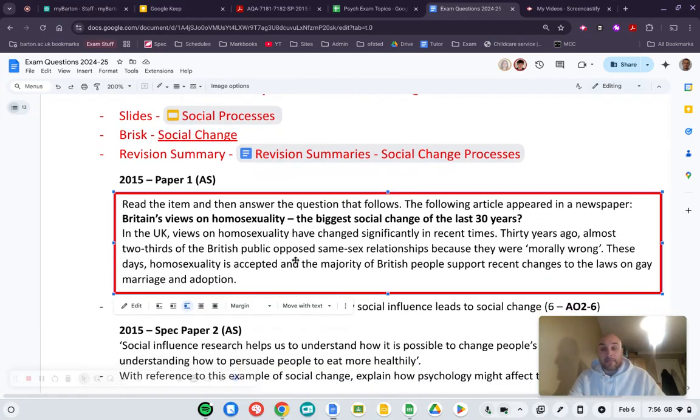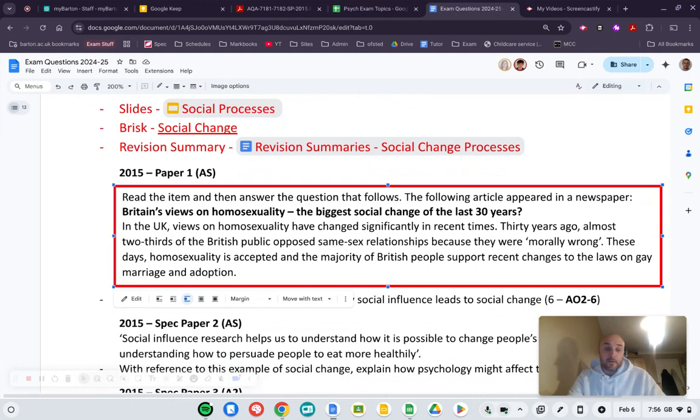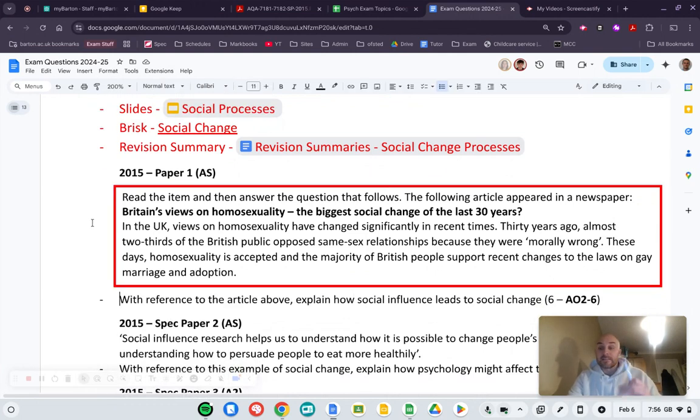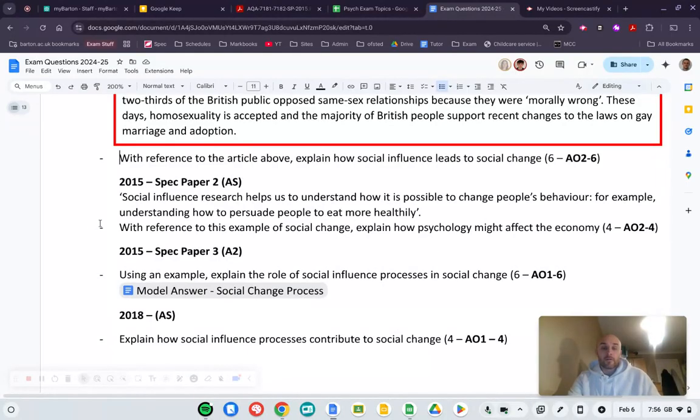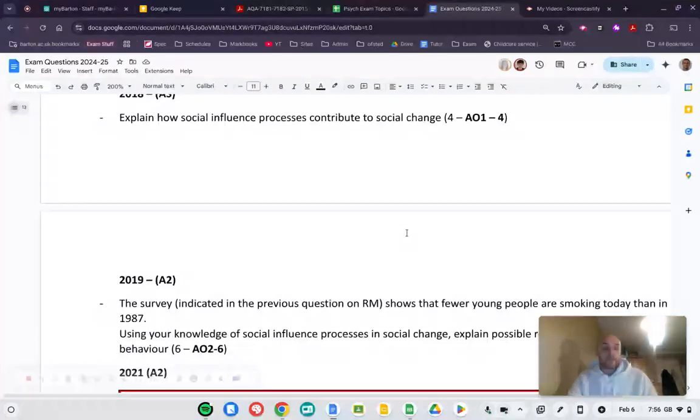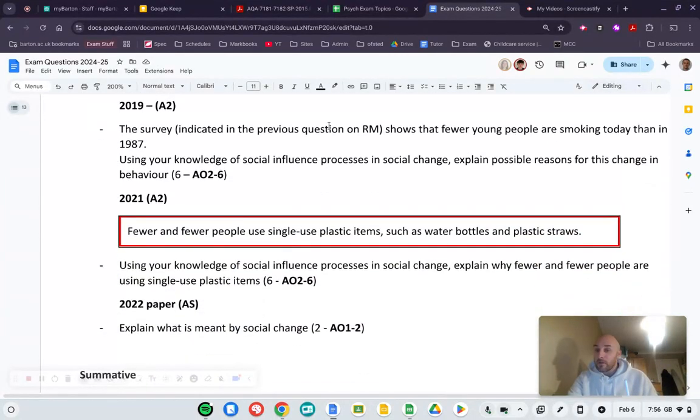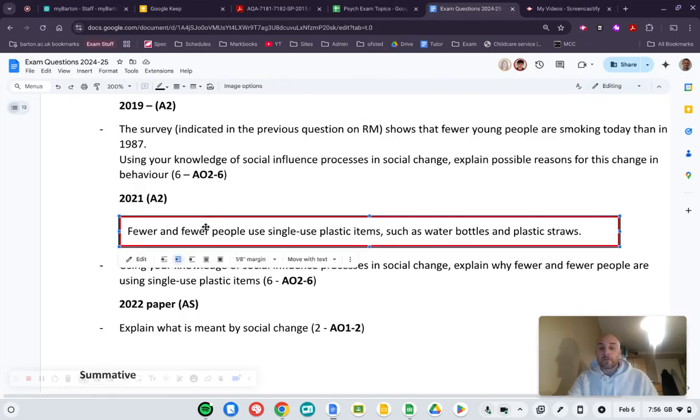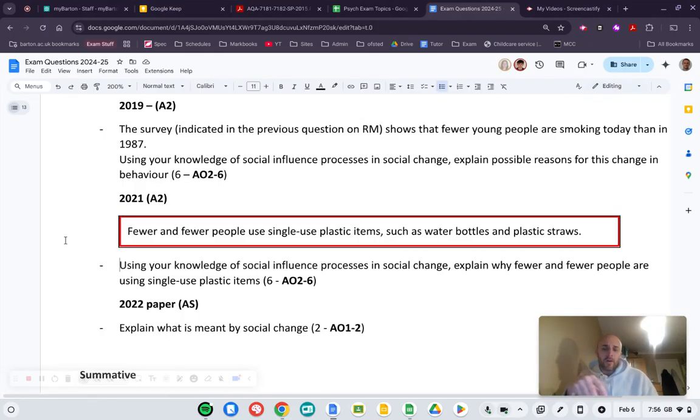They love a stem, which makes sense. We've got a stem on homosexuality, changing views. We've got a stem on persuading people to eat more healthily, again, changing people's views. There is another one here about smoking. There's another one here about single-use plastics. They often like putting in stems about behaviours that, you know, in the last 20 years society has changed its viewpoint on, and then you have to explain how.